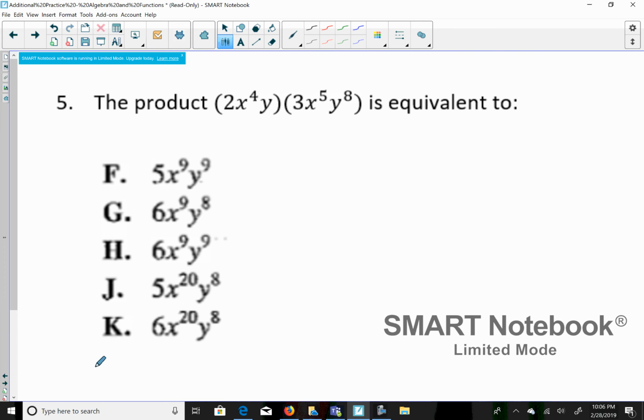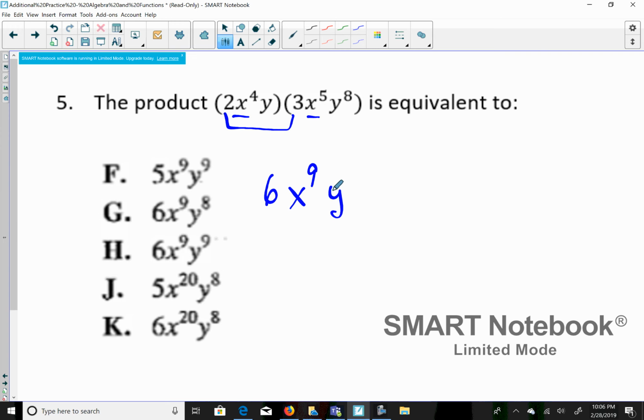Number 5, it wants the product of the two quantities. So I'm going to multiply my coefficients. So I'm going to take 2 times 3 and get 6. When I multiply the x to the 4th times the x to the 5th, my base is going to be x. When I multiply exponents, I add the exponents. So I'm going to have 4 plus 5, which is 9.